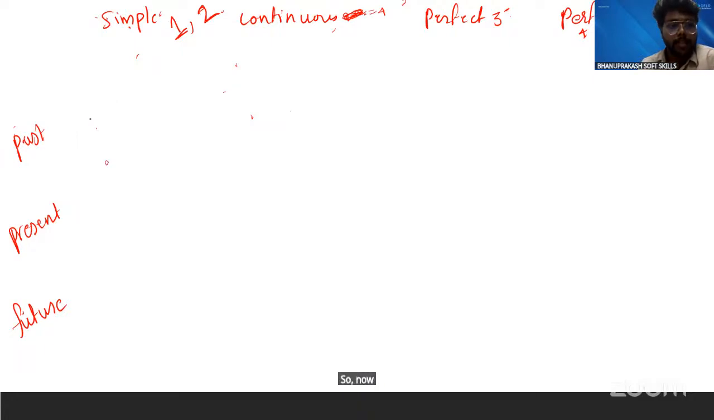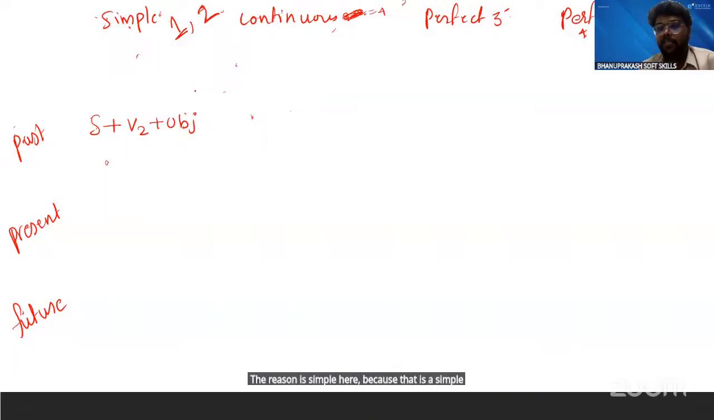So now, simple past. Simple past is subject plus verb form 2 plus object. Then you might ask, as I said about helping verbs, why am I not using one in the simple? The reason is simple: as the name itself says, simple has no helping verb. In all simple tenses of past, present, and future, we don't use any helping verb. Only the verb form comes directly after the subject. The verb form I have used in the simple past is V2.